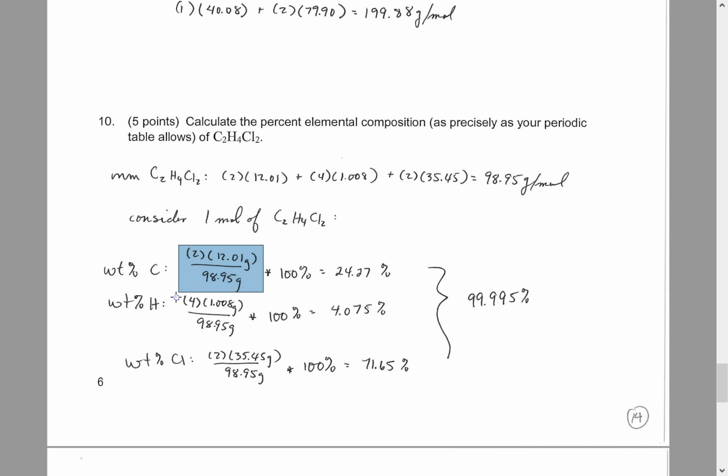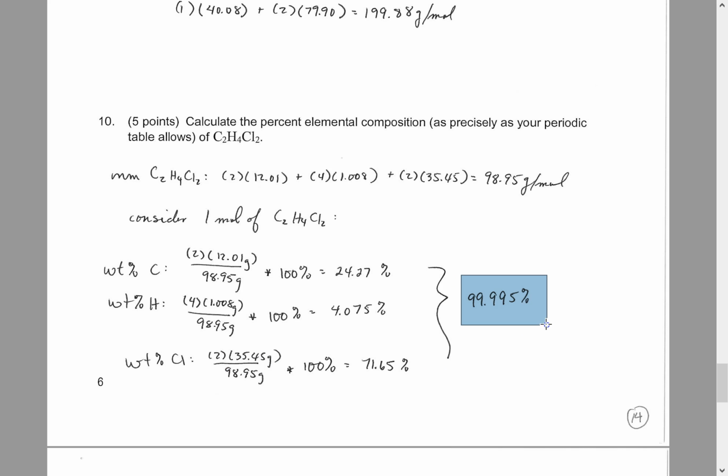There were 4 hydrogens in the compound, so we take 4 times the decimal number of a hydrogen, divide by the mass of the whole thing times 100%, we get 4.075%. Again, 4 sig figs, right? So for chlorine, there were 2 chlorines in it, so we take 2 times the decimal number of chlorine, which is 35.45, and we divide it by the total mass of the molecule and multiply by 100%. That gives us 71.65%.